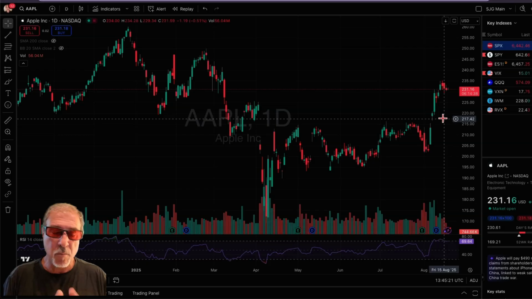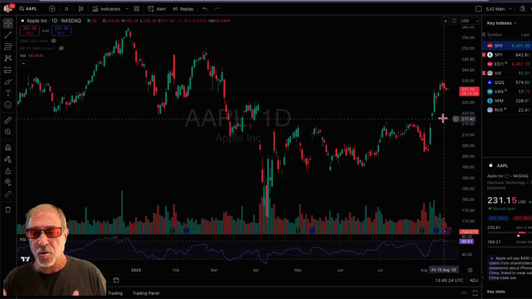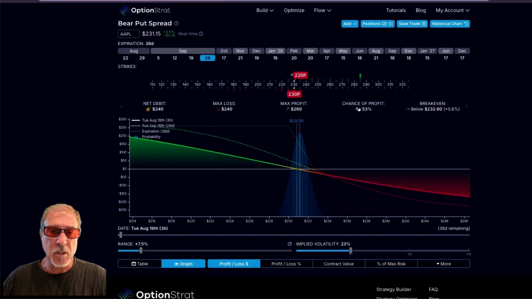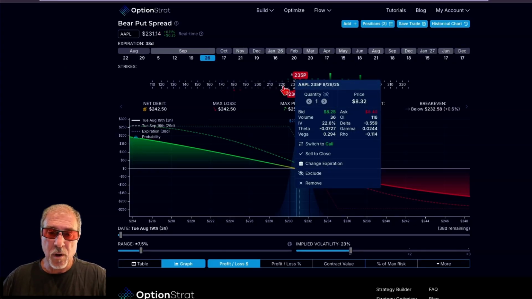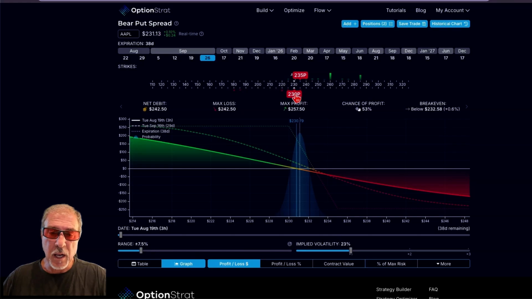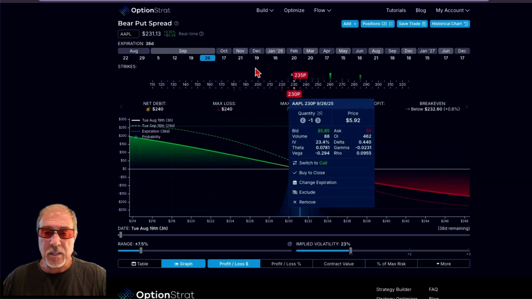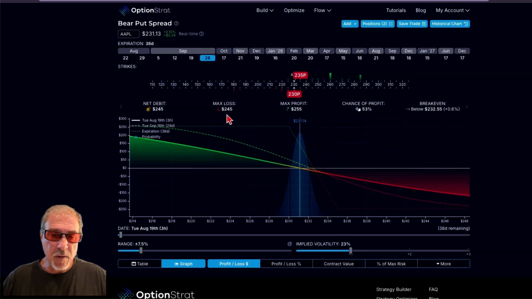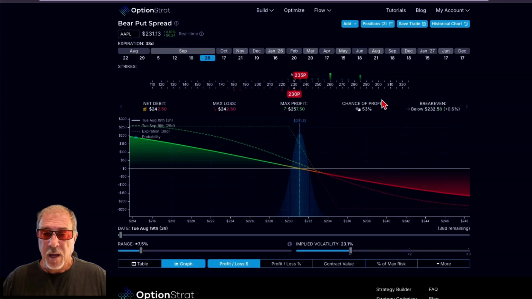So if I have that premise, how might I consider trading something like this with options? I've modeled up two different potential paths here to consider. One is a bear put spread. In this case, I am buying a 235 put, and then I am selling a 230 put. And that selling of that put basically keeps the buying power that's required for it under control. And so in this case, I have a max potential loss of 245, max potential profit of 255, and a chance of profit around 53%.